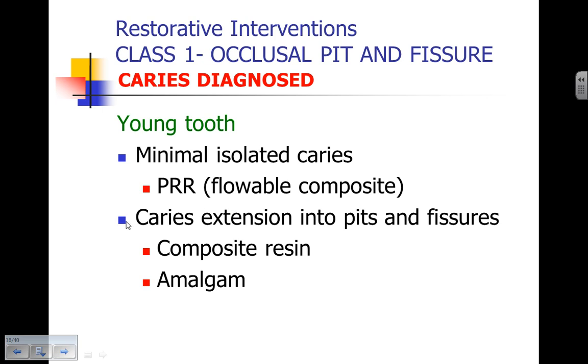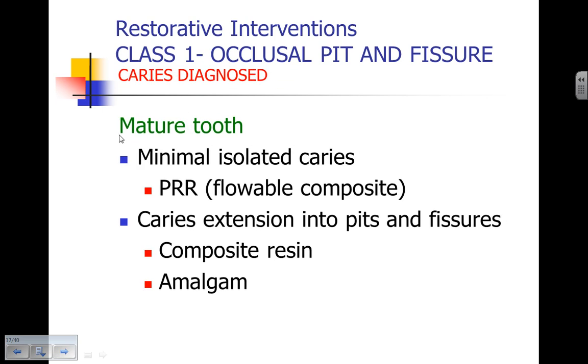If the caries extends into the pits and fissures of this young tooth, and we're talking about a teenager, a 20-year-old, we're going to do a more conventional preparation, and we're going to restore with either composite resin or amalgam following the cavity preparation principles that we've learned in the past.